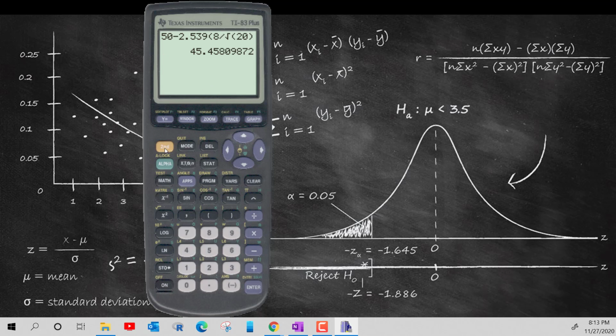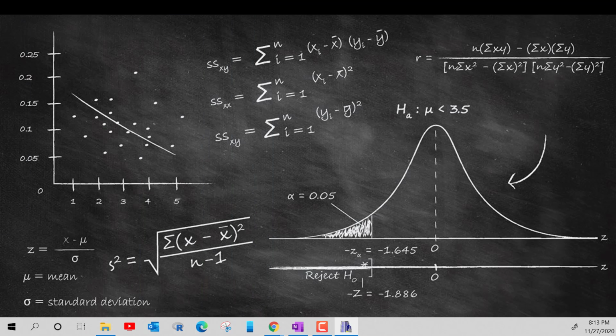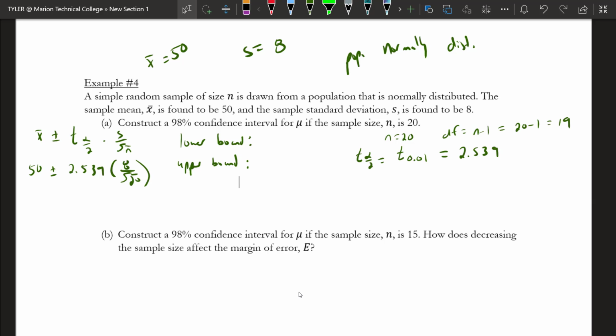And then I just like to hit second and then enter, second entry, and then just come up here and change this minus to a plus, right, to get the upper bound. And we can get both of those values. That's the easiest way to get those. Right, so the lower bound was 45.458, and the upper bound is 54.542. Right? So that's what we get doing that by hand.